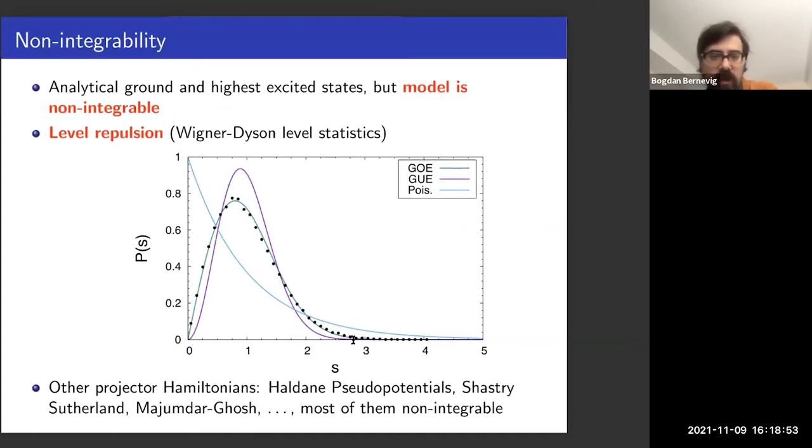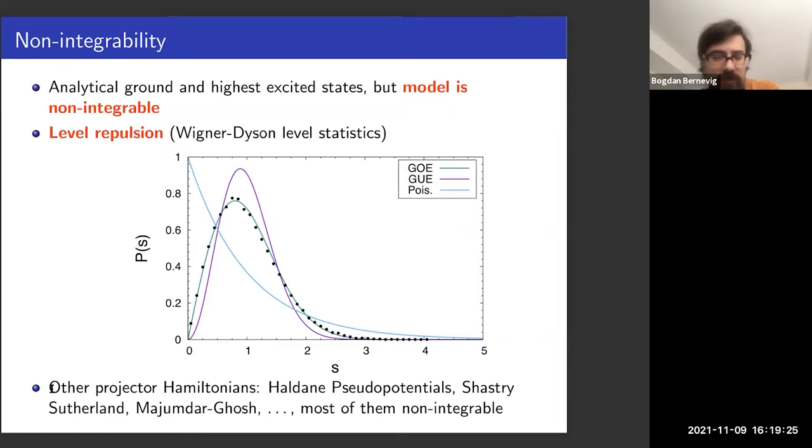So you can see very clear GOE level repulsion, Wigner-Dyson, which is related to the question before. This is, I think, for 10 sites or something like this. And it satisfies very neatly Wigner-Dyson level repulsion.